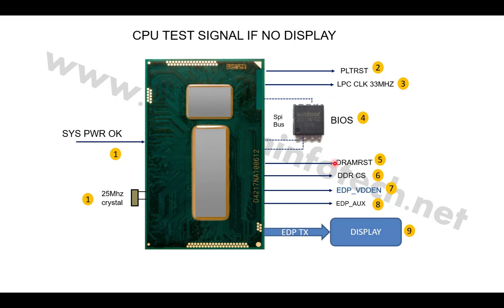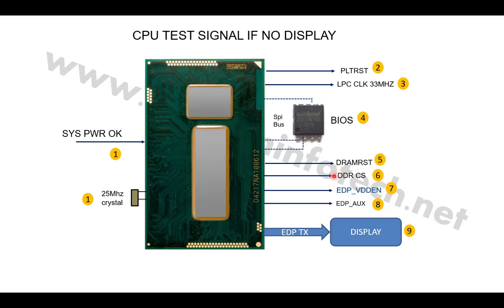Okay, and then after that the CPU starts communicating with this RAM. How will we come to know whether the CPU is communicating with the RAM or not? We have to use an oscilloscope and check this DDR CS pin. CS stands for chip select, and we'll find waves on the oscilloscope. So this signal you have to check with the help of an oscilloscope, but the DRAM reset you can check with the help of a multimeter also.